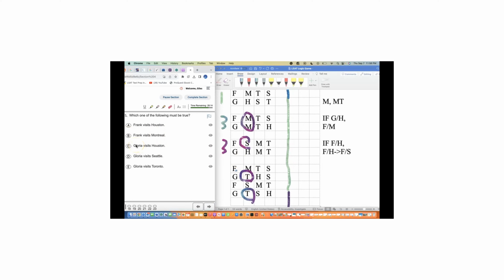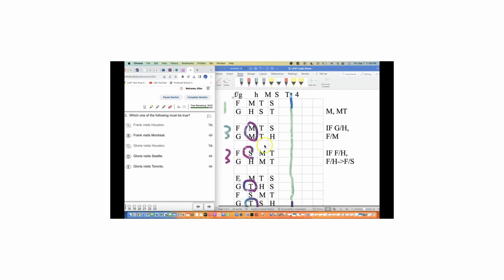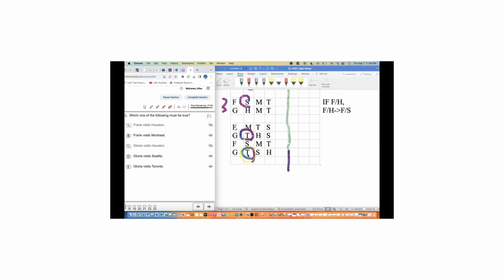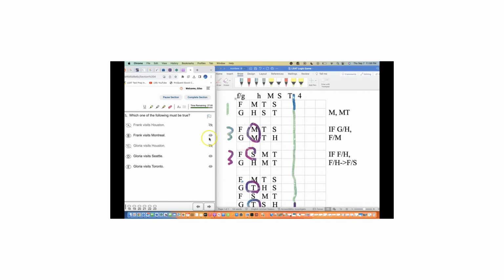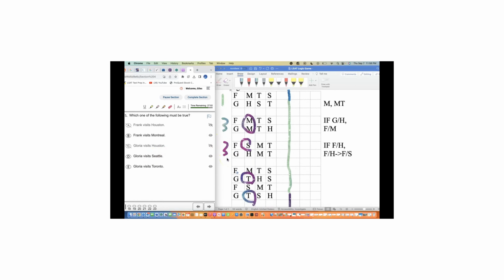Gloria visits Houston, I don't see that. Gloria visits Seattle, I do see that. Gloria versus Toronto, now when it comes to Gloria versus Toronto, I see that's 100% complete on all ends. So, just to make sure that we're picking the right one, let's go ahead and see how that was actually one on the game question 2, T being one that solid represents. Let's go ahead and choose T. And we got it correct.